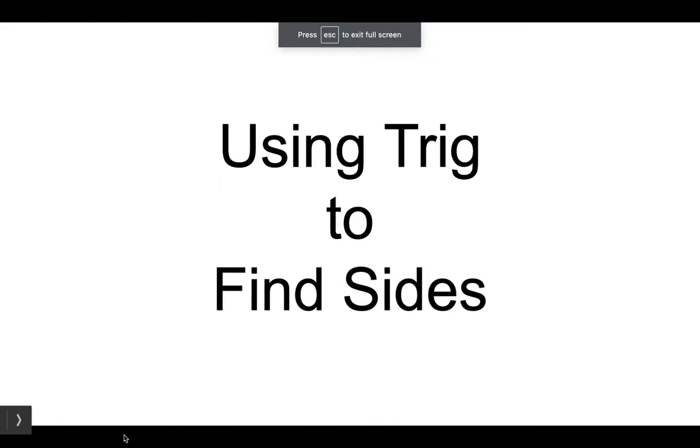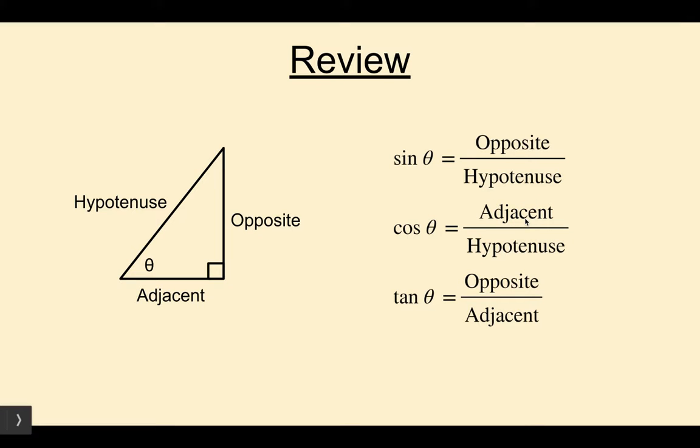Okay, so let's talk about using trig to find lengths of sides of right triangles. A little review. Here's a right triangle. Two sides are perpendicular, so they form a 90-degree angle, and we represent that 90 degrees by this little square. Opposite 90 is always the hypotenuse, so this side is called the hypotenuse.